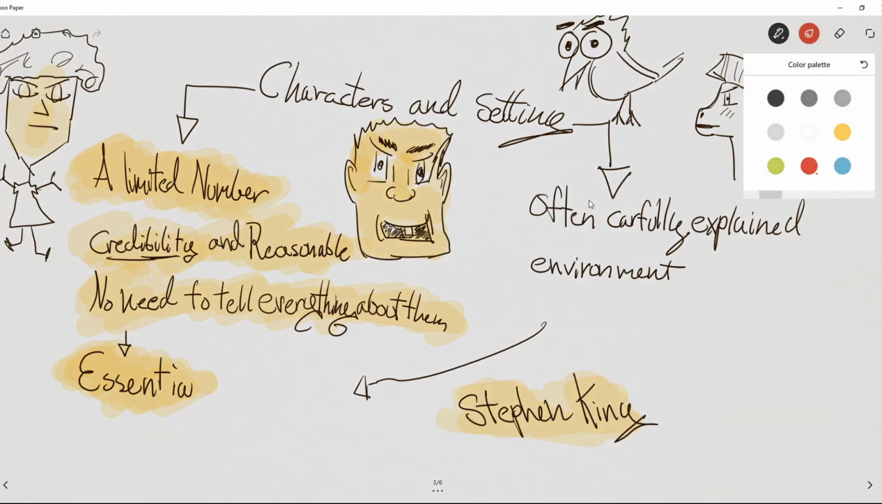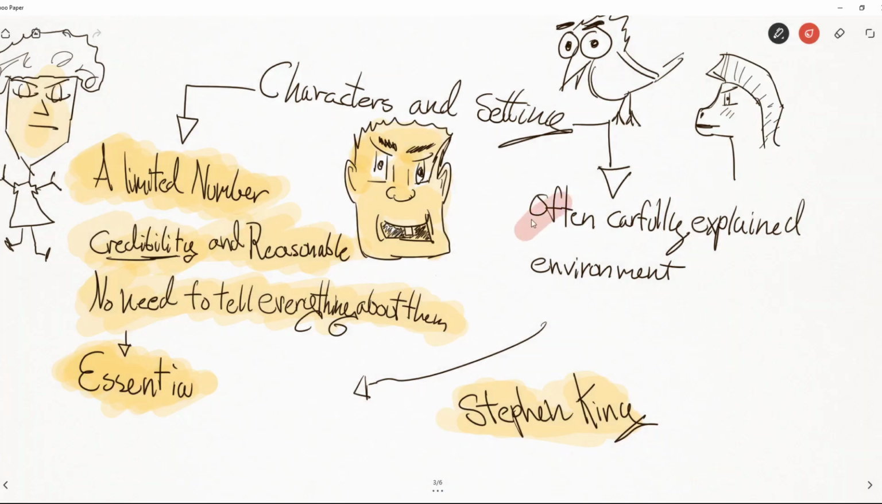So onwards with the setting. The setting is often carefully explained because the setting is the actual place where the characters are exploring. That's the world they live in. So you need to tell a bit. You need to actually tell the audience about what kind of world these characters live in.